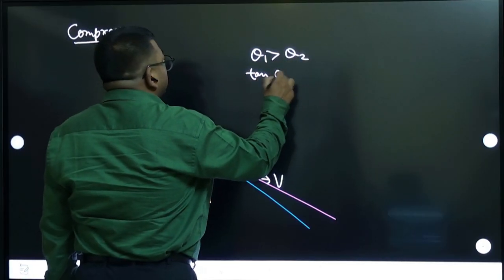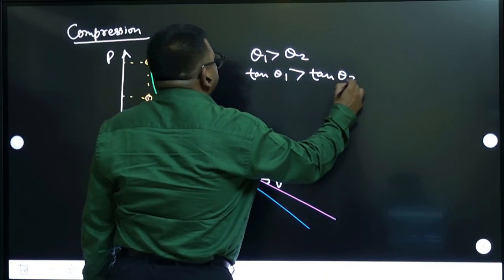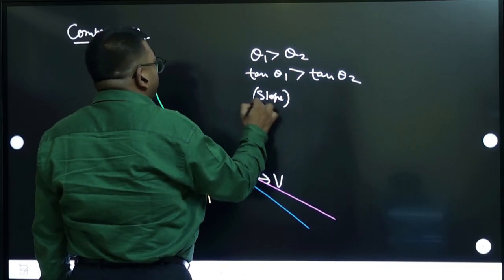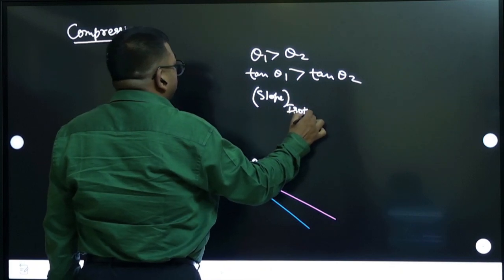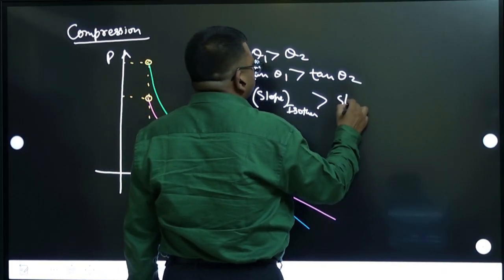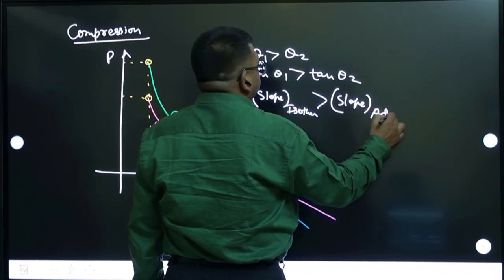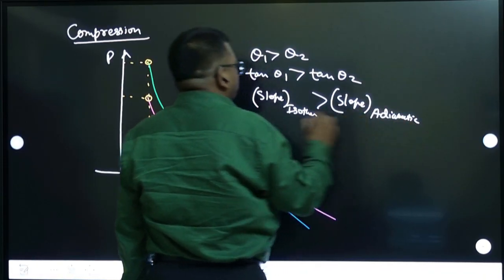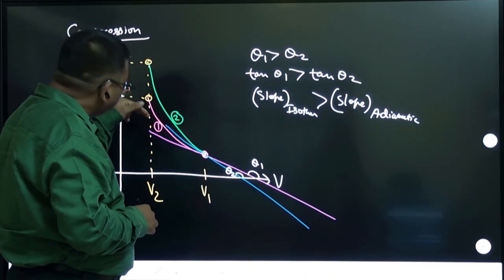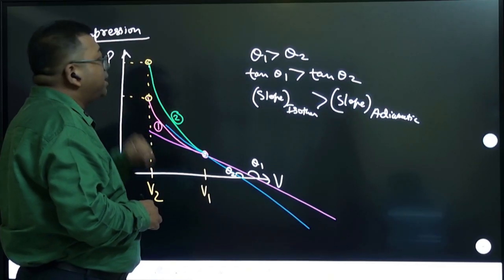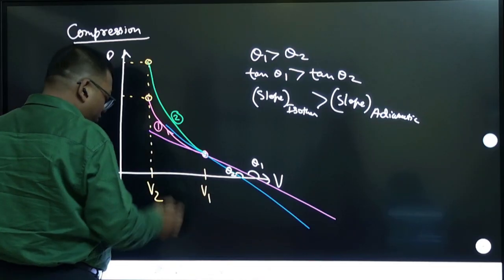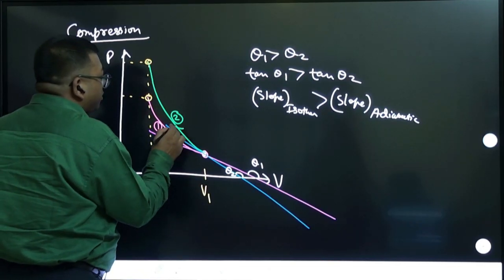So tan theta 1 is going to be larger than tan theta 2. That means this must be the slope of isothermal, because isothermal slope is greater than adiabatic. This is adiabatic. So the slope of the first one is drawn for this one. So now the first one, isothermal, has come below, adiabatic has come above. This is what it is, and the process is like this. You also need to show the process arrow. The arrow can be shown like this.